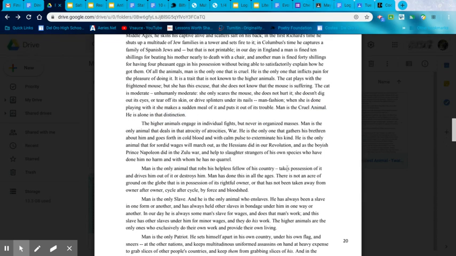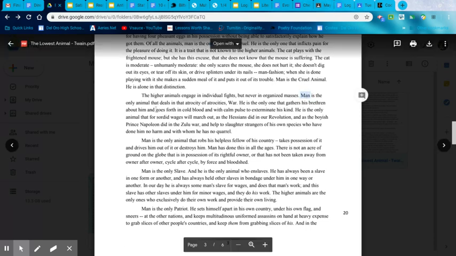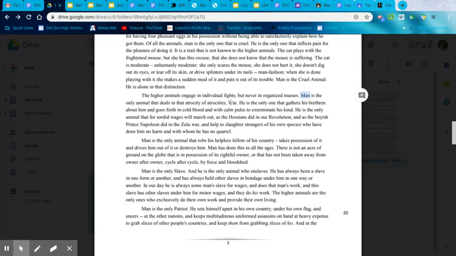The higher animals engage in individual fights, but never in organized masses. Man is the only animal that deals in the atrocity of atrocities, war. He's the only one that gathers his brethren about him and goes forth in cold blood and with calm pulse to exterminate his kind. He is the only animal that for sordid wages will march out, as the Hessians did in our revolution and as the boyish Prince Napoleon did in the Zulu War, and help to slaughter strangers of his own species who have done him no harm and to whom he has no quarrel.